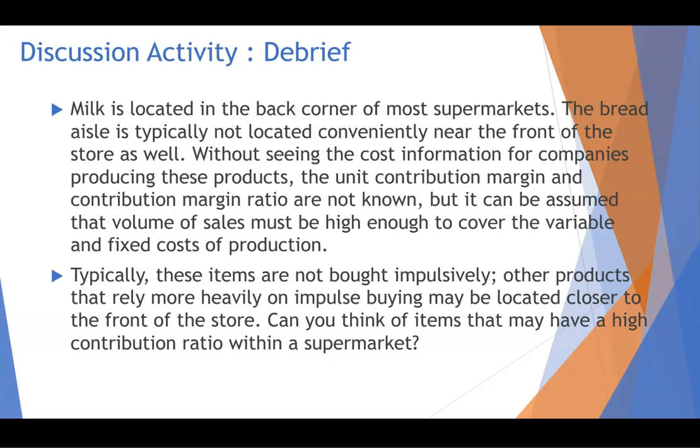Usually, we don't have milk right when we run into the store, do we? They're usually way in the back of the store because they do not have a real high contribution margin. We don't know them, but I'm assuming they've got to have a lot of volume in sales to cover whatever those costs are. They're not bought impulsively like other items. Other products that rely more heavily on impulse shopping would want to be put closer to the front of the store.